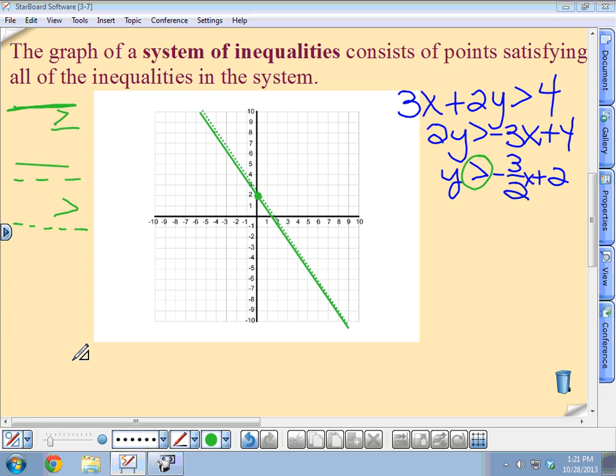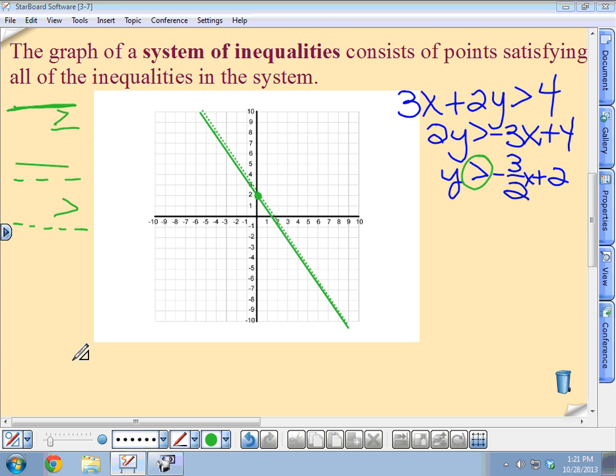Okay. Good. And finally, Claire, which side of my broken line am I going to shade? I'll call this the left side and that's the right side. Where would I shade? Why do you think the left side? Because the right side's greater than it.